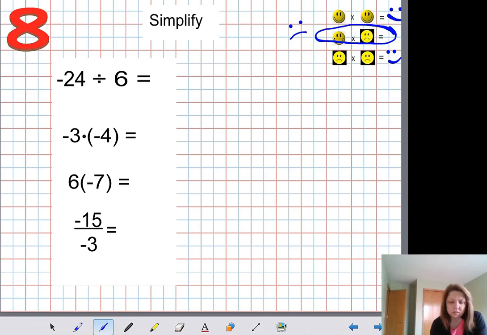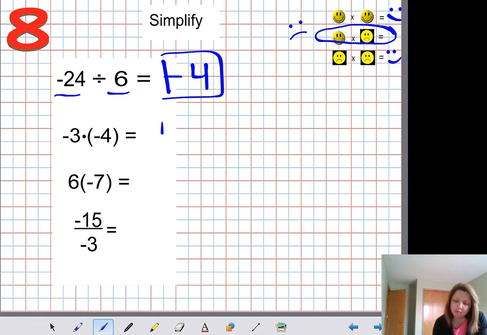Alright, so negative 24 divided by 6. One is negative, one is positive. Then we will have for sure a negative answer. 24 divided by 6 will be 4. So negative 4 is the answer here. We multiply two negatives. When we multiply two numbers with the same sign, they change to positive, and the answer will be plus 12.